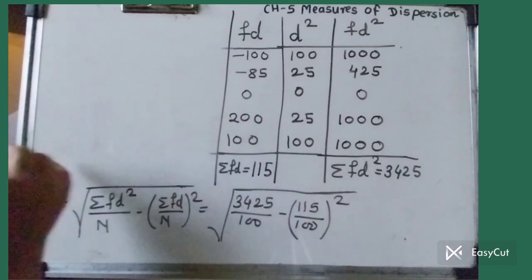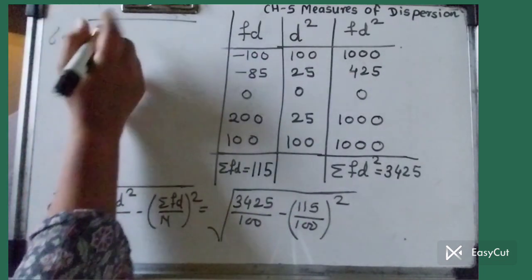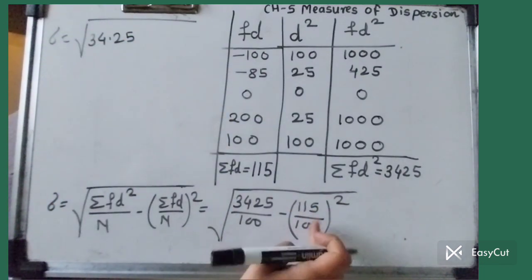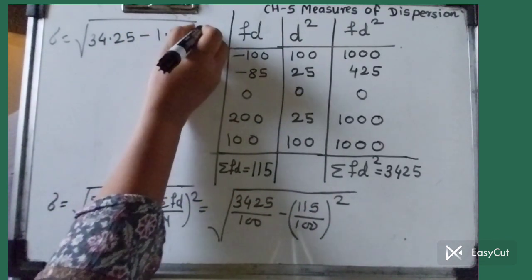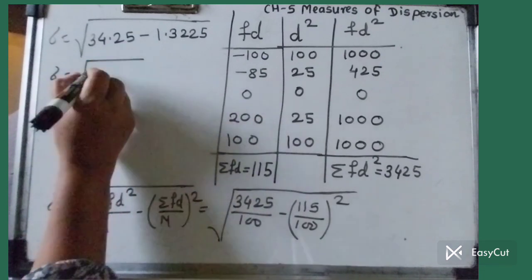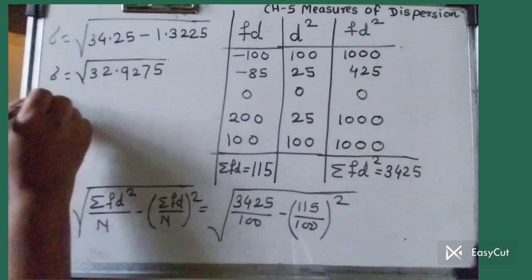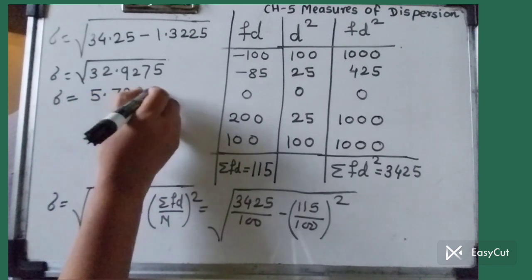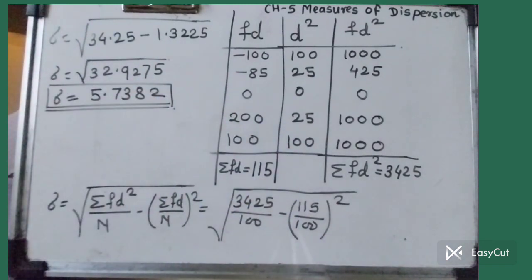See, division of this, sigma equal to 34.25, and division of this, then take a square. So minus 1.3225. Okay. Take a subtraction. Subtraction is 32.9275. Take square root. 5.7382 is my standard deviation. Okay. Understood?